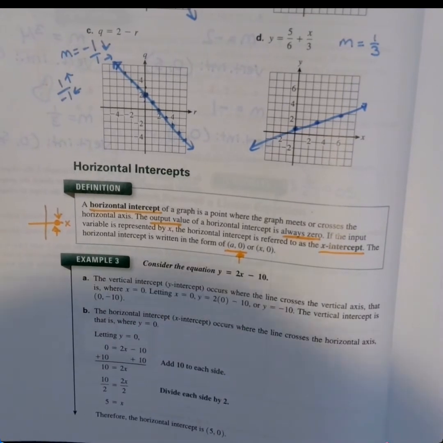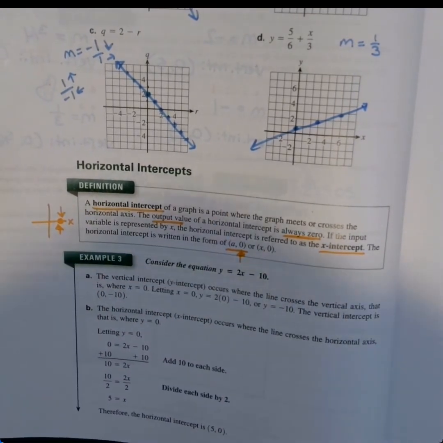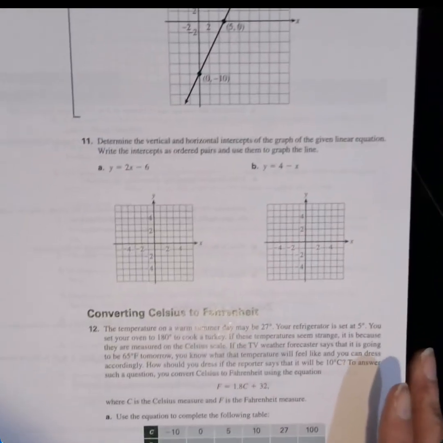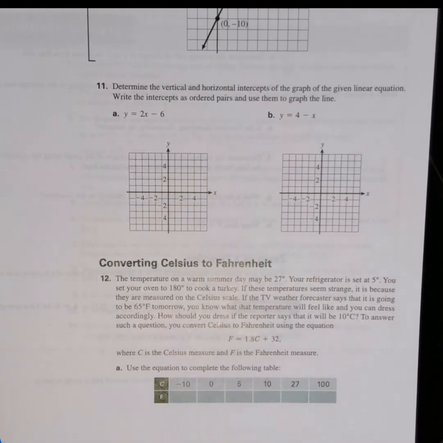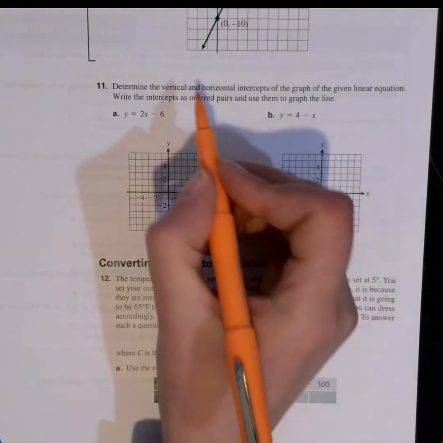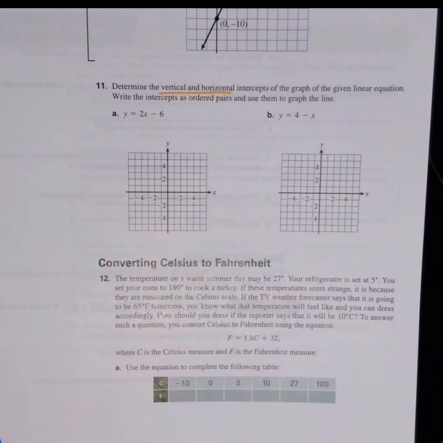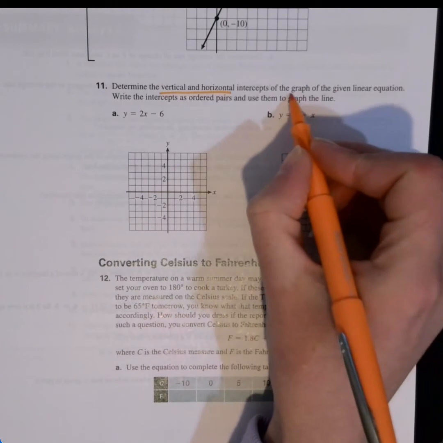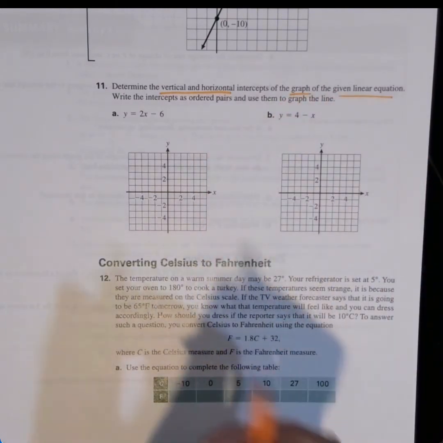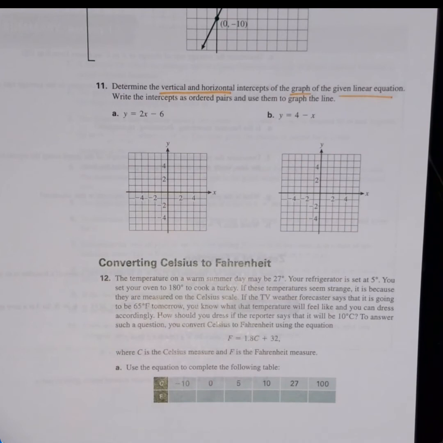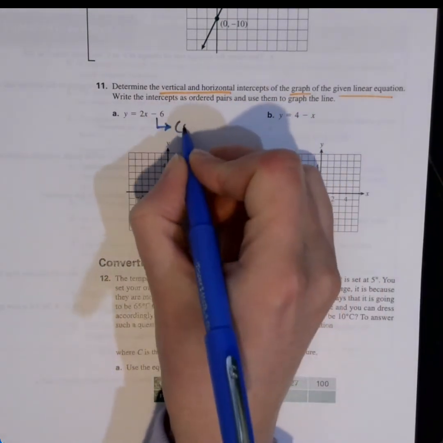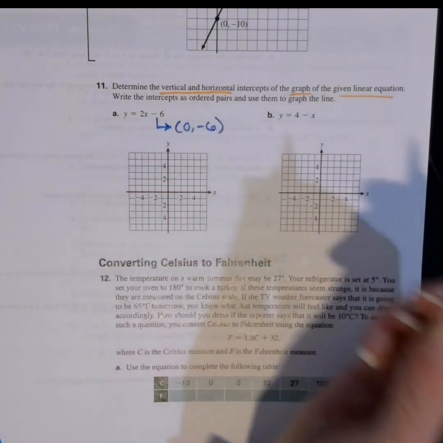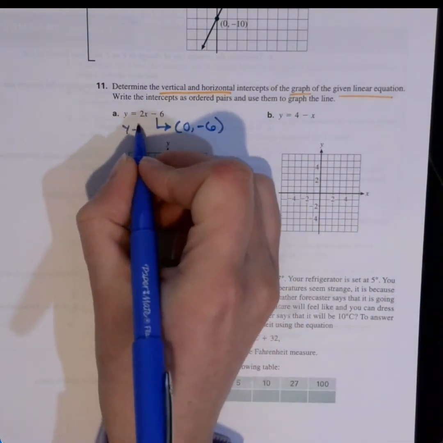All right. So we have a couple of questions and examples here. I'm going to flip to the next page, number 11, where we get to do a question. You can read through the example before this if you want to pause and look at the example. When I get to number 11, we're going to determine the vertical and horizontal intercepts, and we're going to use them to graph the equation. I know the vertical intercept because that comes from the b value. So 0, negative 6 is our y-intercept, our vertical intercept.